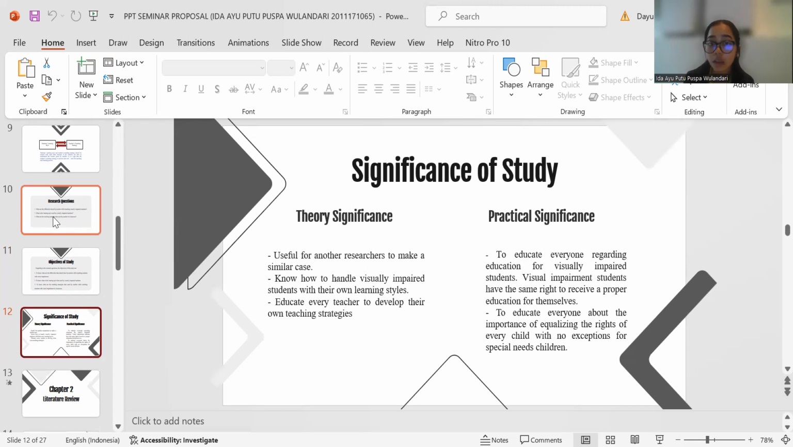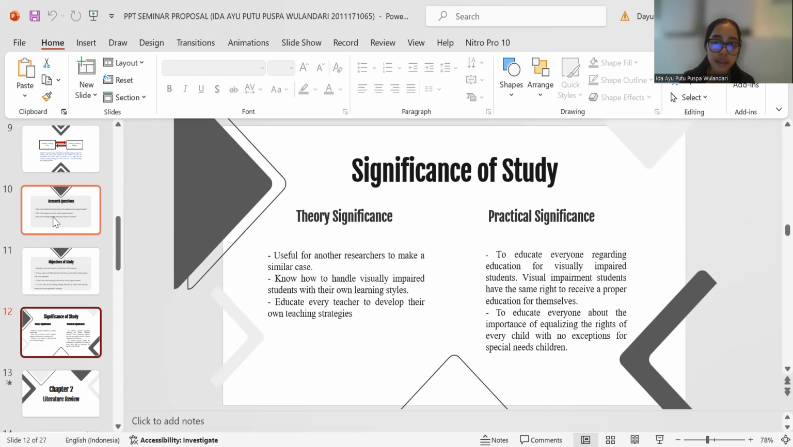Next is the significance of the study. There are two kinds of significance: the first one is theoretical significance, and the last one is practical significance. For the theoretical significance, there are several points I would like to explain. The first is that it is useful for other researchers to make a similar case, the second is to know how to handle visually impaired students with their own learning style, and the last is to educate every teacher or researcher to develop their own teaching strategies.